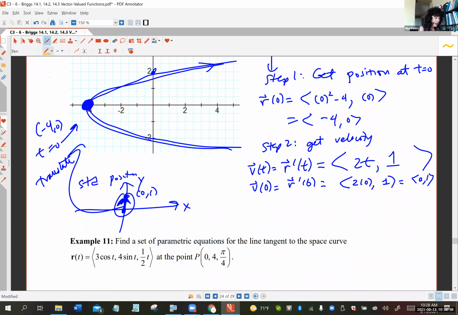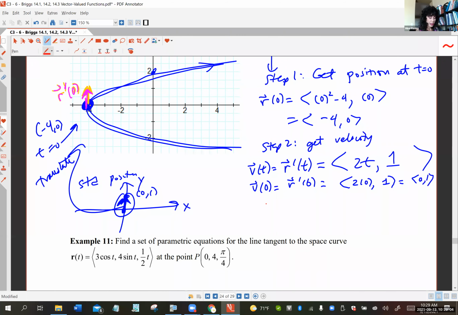which is on my curve here at the point negative 4, 0. So there's the velocity vector. I'm going to say r prime of 0. Now that's a light color. Let's see if I can do pink instead. So r prime of 0 is pointing straight up. I want you to notice that r prime of 0 is a tangent vector. It's tangent to the curve at that point. So I'm done with step 2.